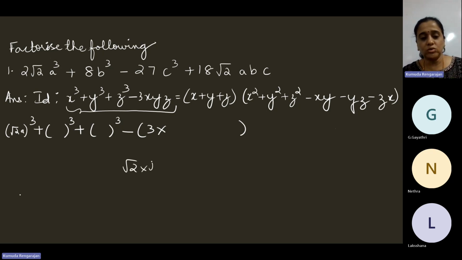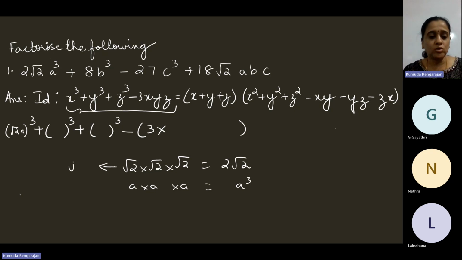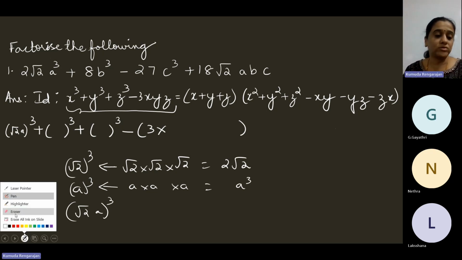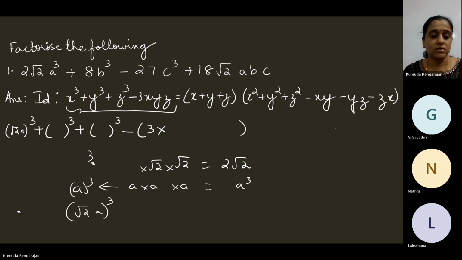root 2 into root 2 into root 2 is 2 root 2, and a into a into a is a cube. So what is this one? Root 2, the whole cube. What is this one? A, the whole cube. So together, (√2 a), the whole cube, with the a outside the square root. Okay.